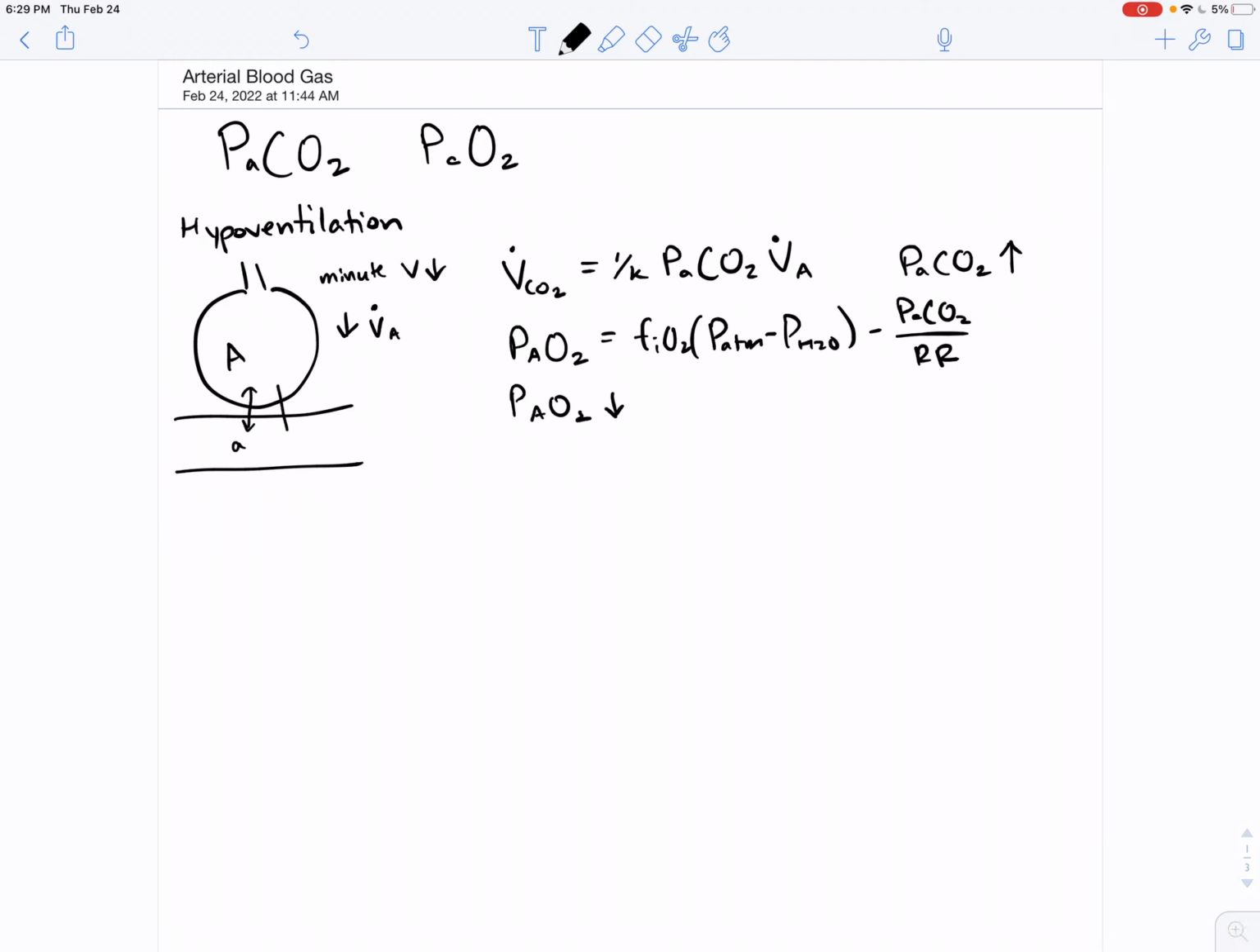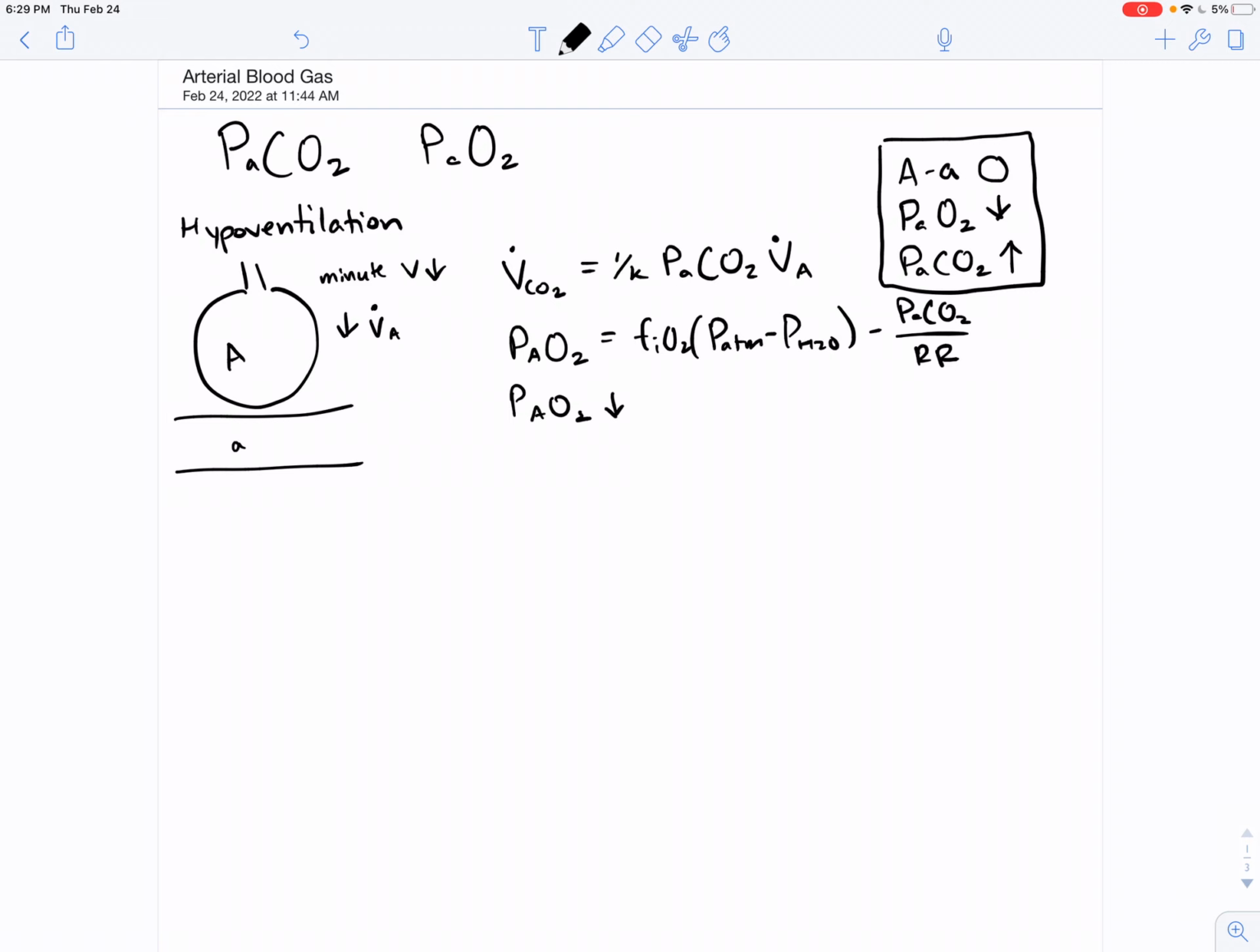there's no problem with the diffusion across this membrane here, then what that means is that if our big AO2 goes down, then our P little aO2 is also going to go down. So I'll put that up here. P little aO2 is going down, and our AA gradient is the same. Okay, so that's the response to hypoventilation.